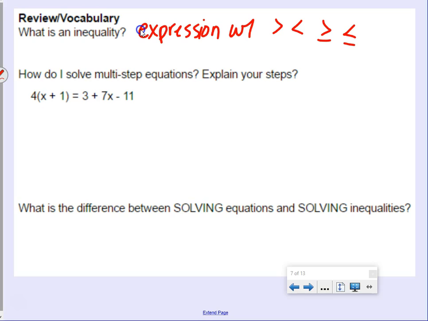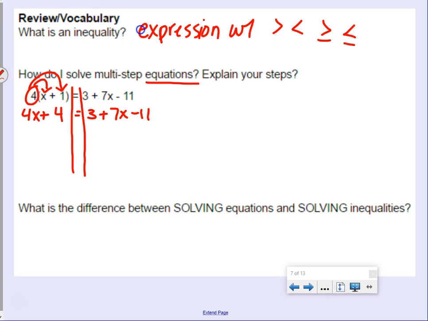How do I solve multi-step equations? So we're going back to that multi-step equations piece to review before we go into inequalities. Draw your railroad tracks. First step is to distribute. We have parentheses we can distribute. So we have 4x plus 4 equals 3 plus 7x minus 11. So that was distribute. I want you to write these steps down as well.